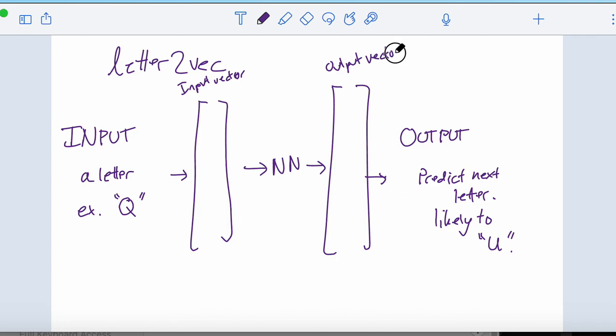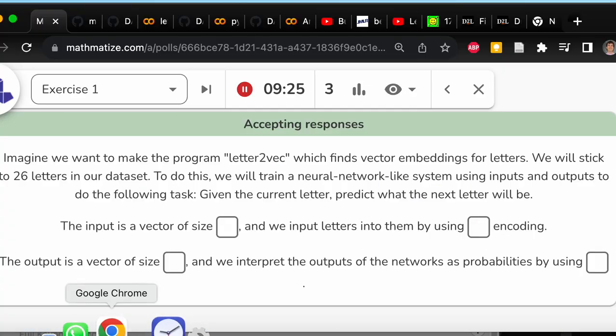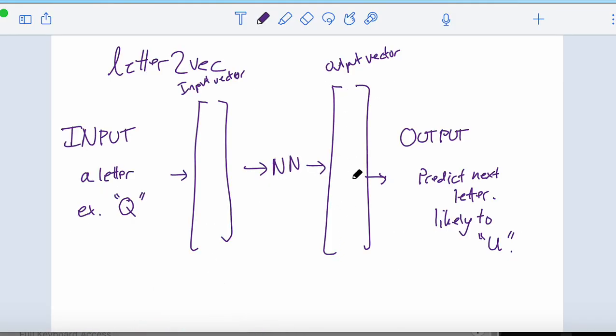And once again, when you have an output vector, that's not actually what we want. What we want is an output probability. That's the second part of the Mathematize question. It says the output is a vector of size blank, and we can interpret the outputs as probabilities by using blank. So first of all, how big should this be? And how are we going to do this last little step of taking the output vector and interpreting it as a probability that says, oh, 99% chance it's a U coming after Q? Are there any questions about the question?